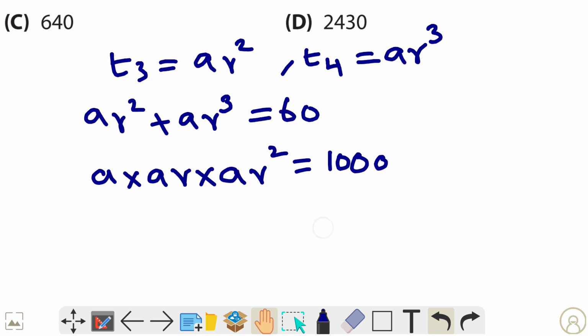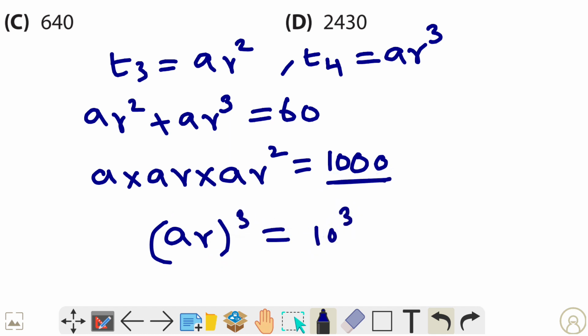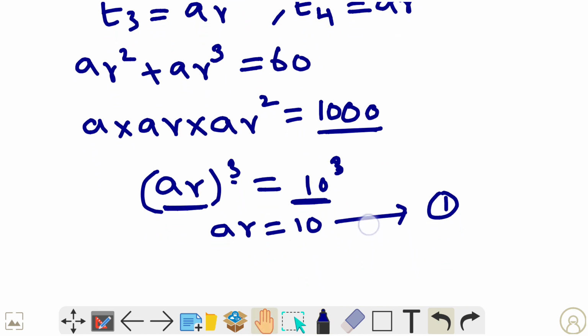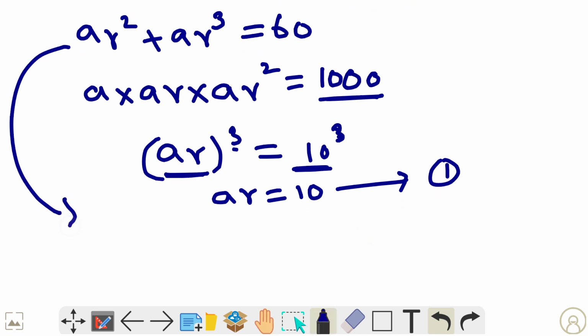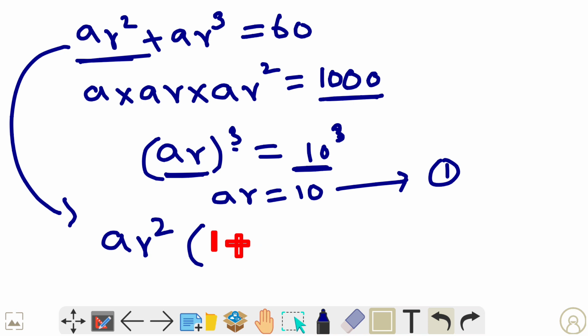Okay. Next, a into ar into ar square we can write as ar whole cube. 1000 we can write as 10 power cube. So the powers are equal, obviously the bases are equal. So ar equal to 10. This is our first result. Next, we can take the common part ar square, so the remaining is 1 plus r, which is equal to 60.